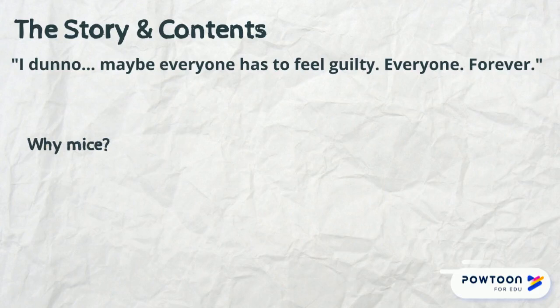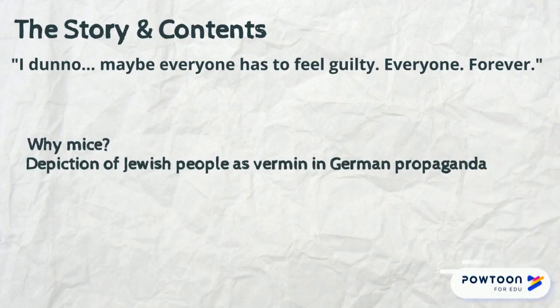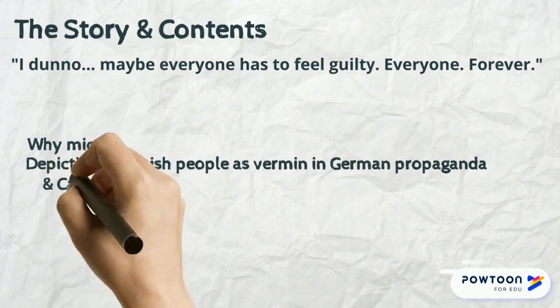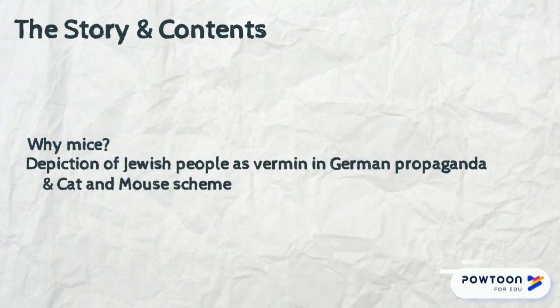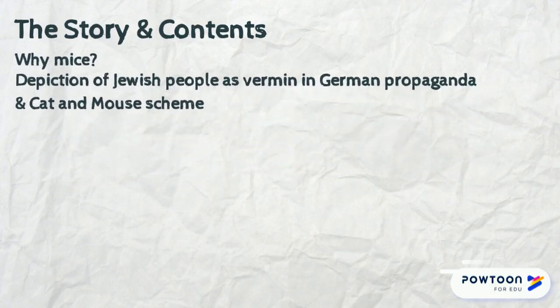According to Spiegelman, he got the idea when he saw Jewish people depicted as vermin in German propaganda to make them look evil and dirty and untrustworthy. Further, it plays with the cat and mouse scheme of the Nazis as cats, the cats that play with their prey until it dies. But let's go one step further after we kind of dealt with that question about mice.